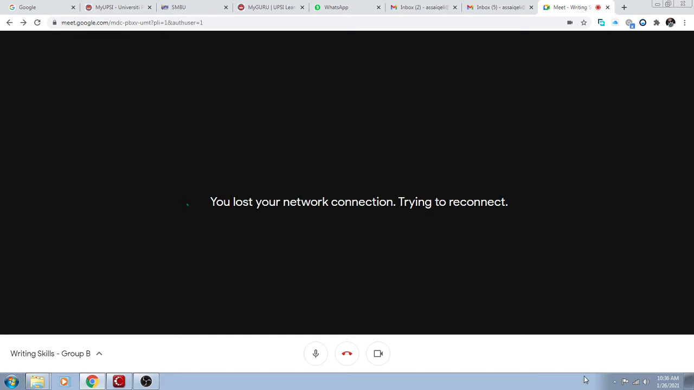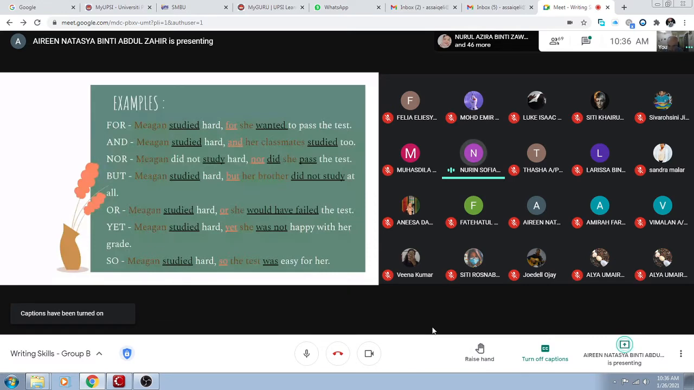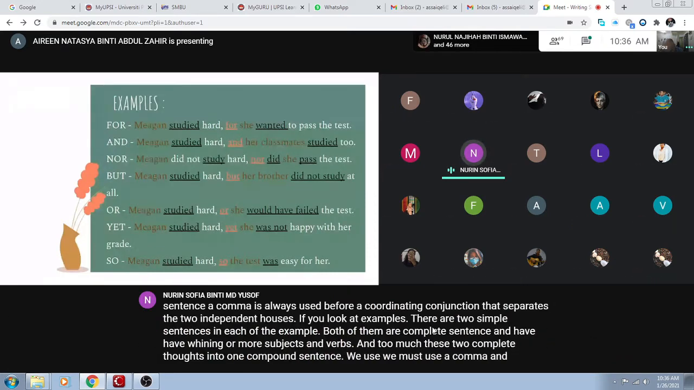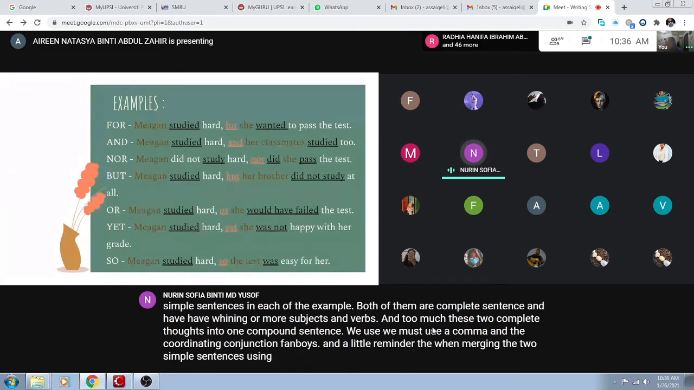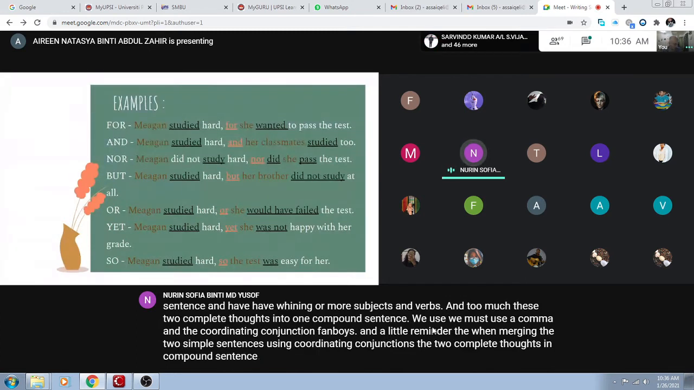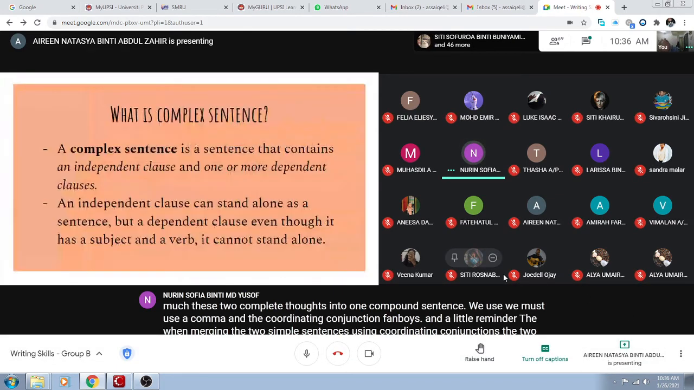And to merge these two complete thoughts into one compound sentence, we must use a comma and the coordinating conjunction, the fanboys. And a little reminder, when merging two simple sentences using coordinating conjunctions, the two complete thoughts in a compound sentence must relate to each other for it to make sense as a whole. That's it for my part. I pass to Rose.